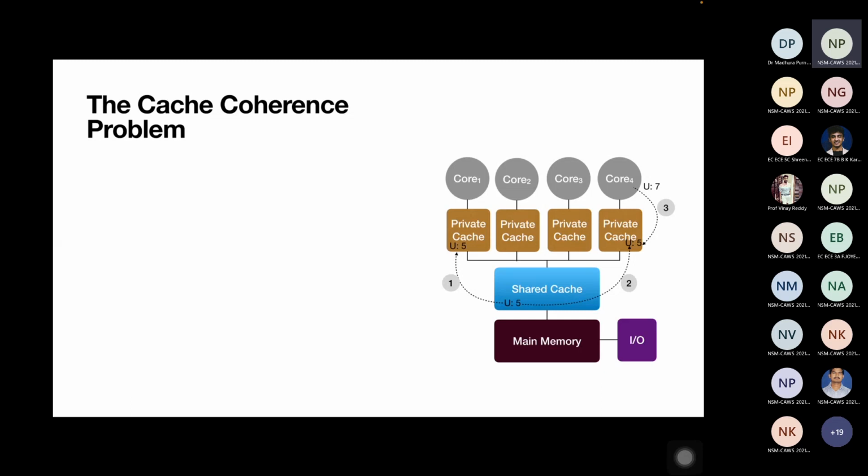And this is called a cache coherence problem, because the same copy is there in two different caches, but one updated, and the update is not reflected in the other ones.